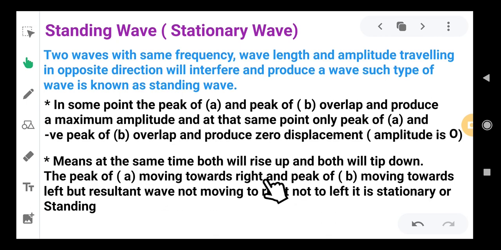Peak A is moving towards the right and peak B is moving towards the left. The resultant wave is not moving towards the right or towards the left. It starts vibrating at that standing position only. So the name itself is called a standing wave. Whether A moves left or B moves right, the resultant is not at all moving. It starts vibrating in that standing position only. So the name itself is known as standing waves.